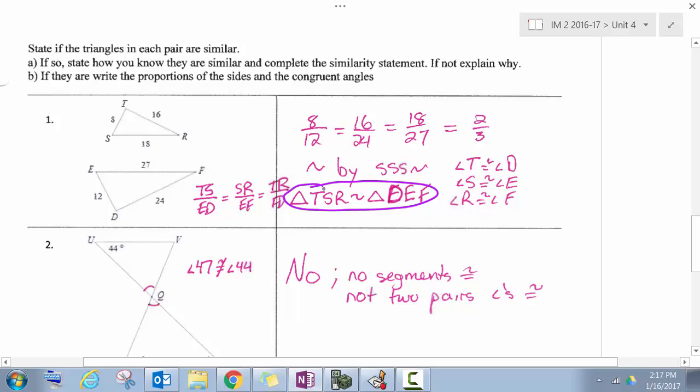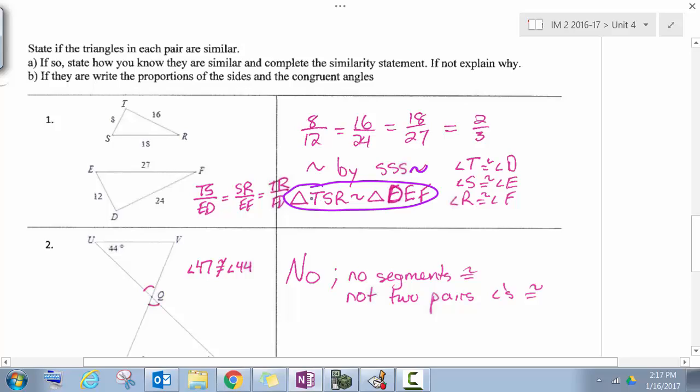So here, we have no angles given, so we'd have to be looking at side, side, side. And again, we line up the sides that go together. 8 is the smallest from the top one. 12 is the smallest from the bottom one. 18 is the biggest one from the top one. 27 is the biggest from the bottom. And 16 and 24 are the middle ones. They all equal 2/3. So by side, side, side similarity, notice we have that extra symbol, the two triangles are similar.